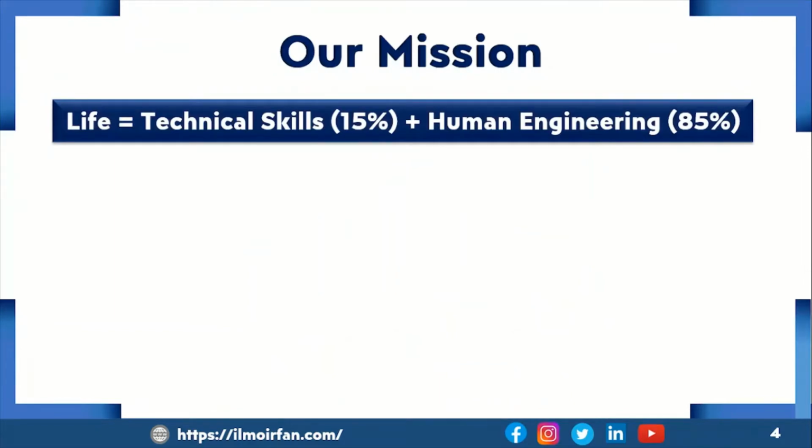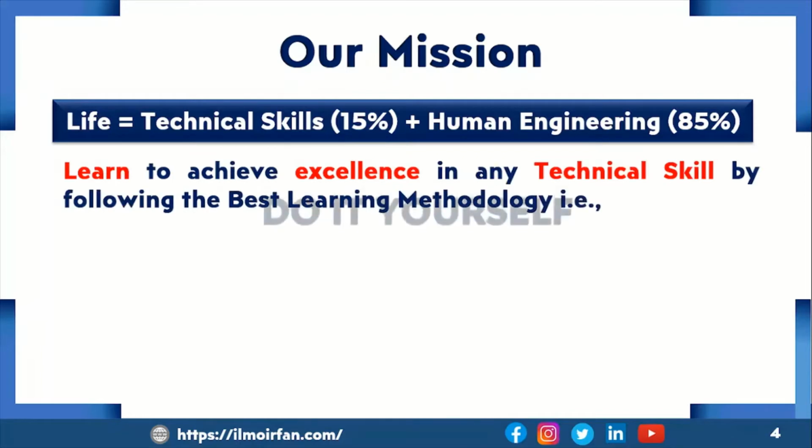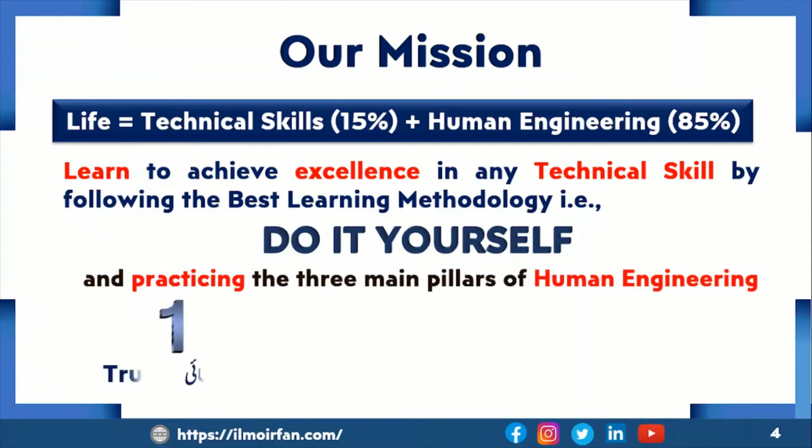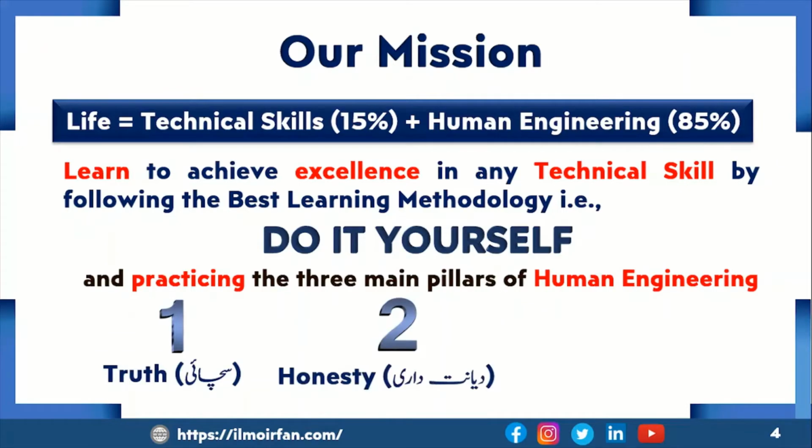According to our research, life is equal to 15% technical skills plus 85% human engineering. Therefore, at Irfan Institute, our aim is to achieve excellence in any technical skill by following the best learning methodology, that is, do it yourself, and practicing the three main pillars of human engineering: truth, honesty, and justice.